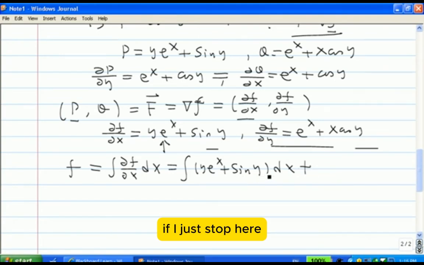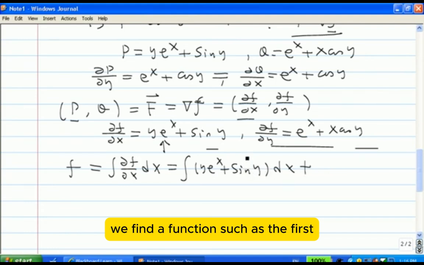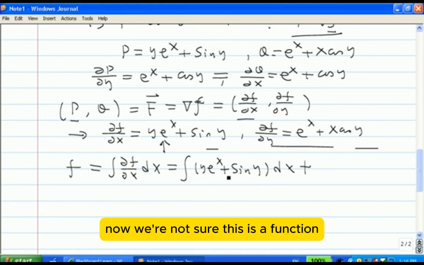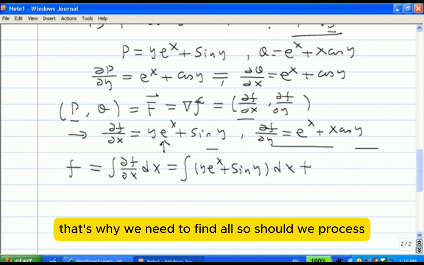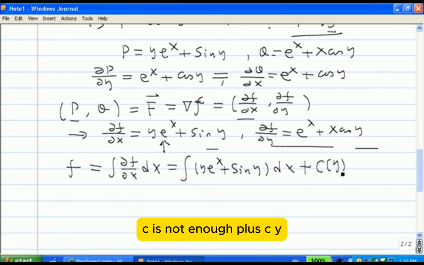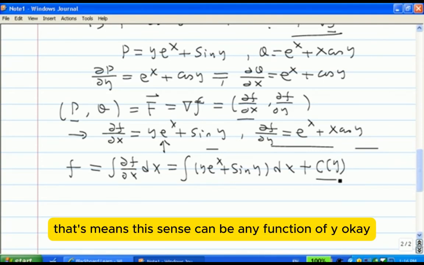Okay, if I just stop here, we find a function such that the first equation is satisfied. Now we're not sure this is a function that will satisfy the second equation, so we need to find all the functions that make the first equation satisfied. Then among those, try to find one that satisfies the second equation. That's why we need to find all. So should we add c there? C is not enough. Add c of y. That means this thing can be any function of y.